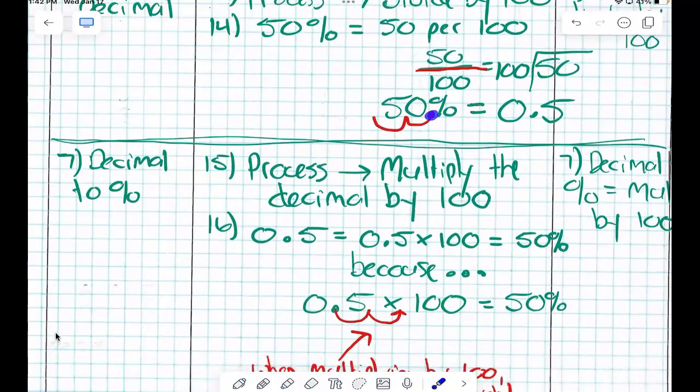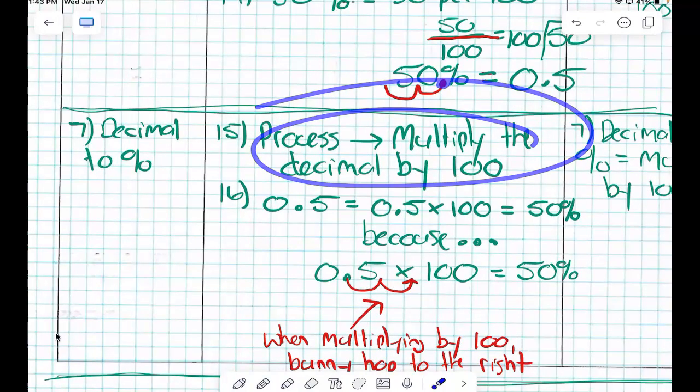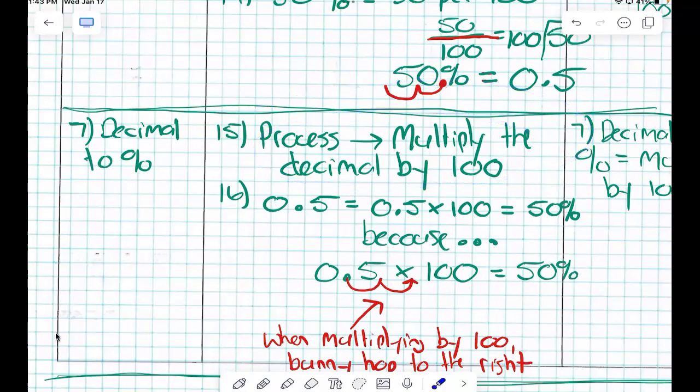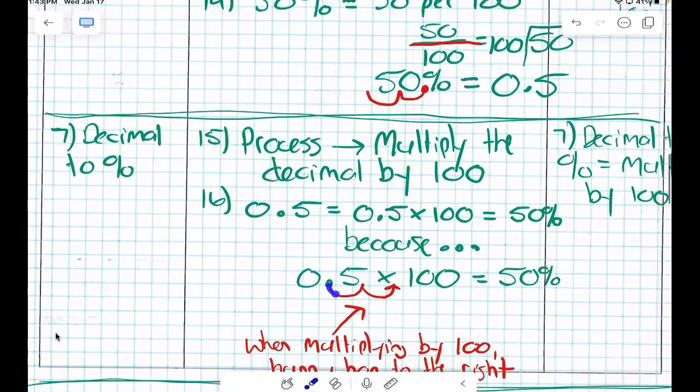Last thing, decimal to percent. On the count of 3, what's the process? 1, 2, 3. Multiply the decimal by 100. So again, we're starting with a decimal and we're changing it to a percent, and percents are based out of 100, yes? Yes. So we're simply going to bunny hop how many spots? 2. 2 places to the right. Right. We good?